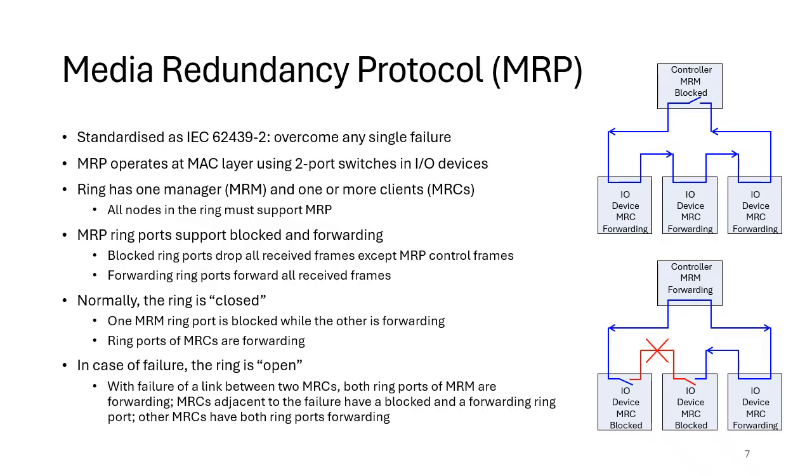Now all the nodes in the ring must support MRP. As I said, that either means you need an I/O device that supports MRP using a switch, or you need a switch itself that supports MRP. It is possible to use an unmanaged switch as part of your MRP network. I would argue if you did that, then your unmanaged switch isn't really part of the network, it's just acting as a piece of cable. So it's possible, but normally that doesn't make much sense in a practical network.